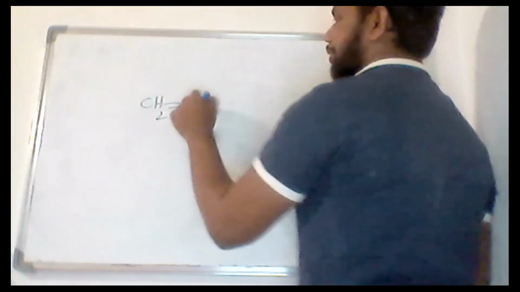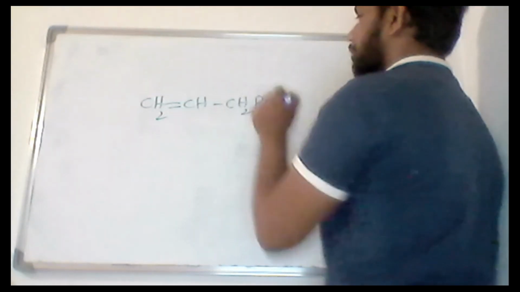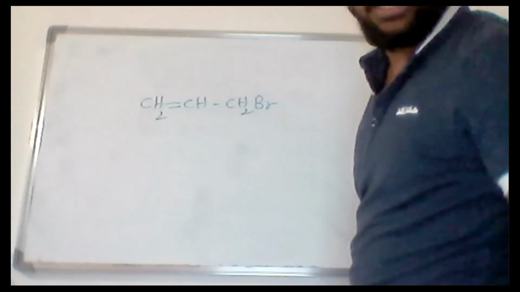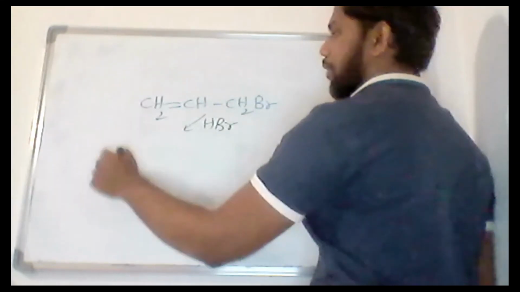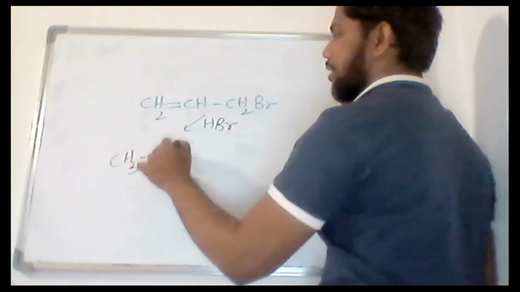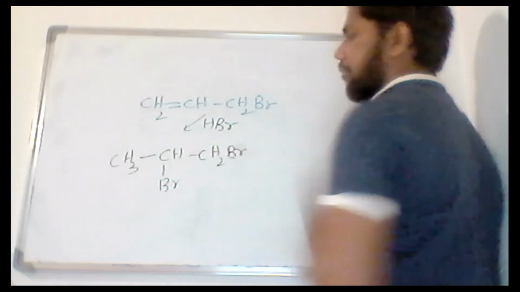Okay, so CH2Br, right? Typically what you have to do is add HBr. So here there will be CH3, CHBr, CH2Br. This is one.